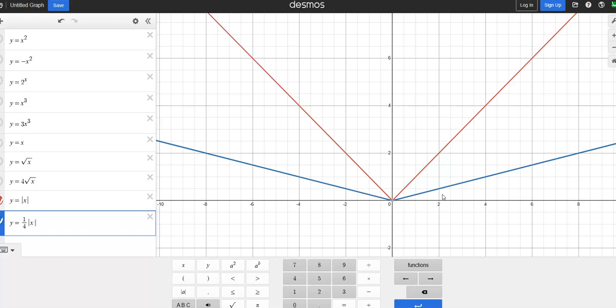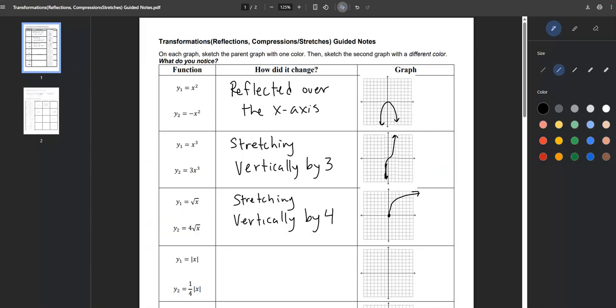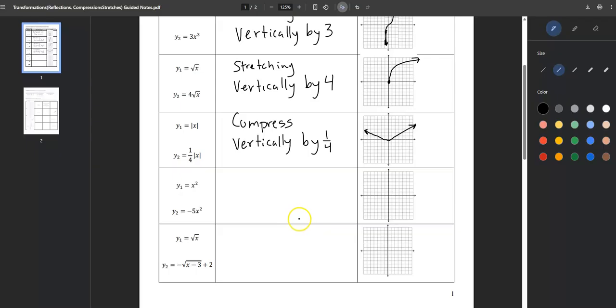When we think wider vertically, we think that is a compression it is doing. So this is going to compress vertically, and this will be by 1/4, whatever it is that it's giving you. This one's just going to get really flat, a really flat V, where we're going up 1 over 1 with the regular one. It's getting flat pretty quick.